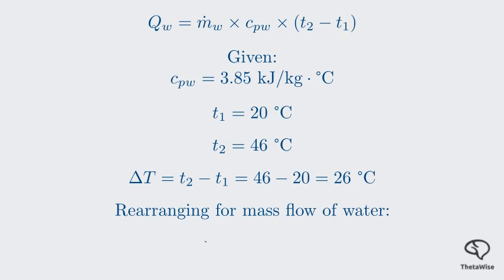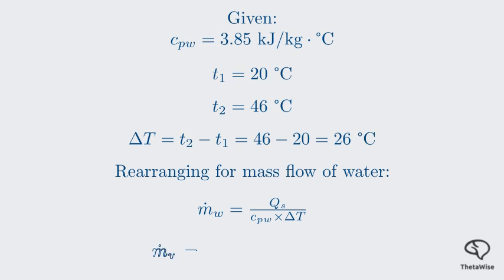Rearranging our heat balance equation, the mass flow rate of the cooling water, m dot W, is the heat lost by the steam divided by the specific heat capacity times the temperature rise. Plugging in our values, we get approximately 41.9 kilograms per second. This is how much cooling water is flowing through the condenser each second.